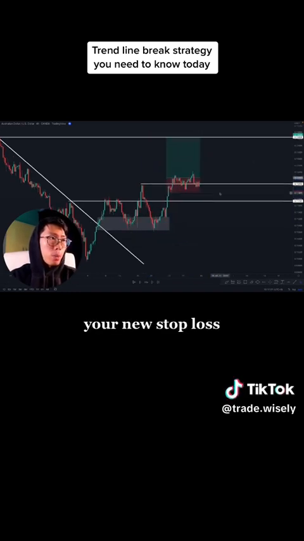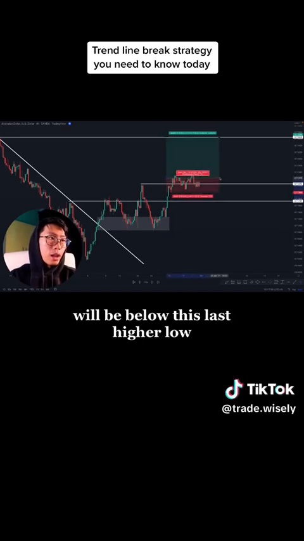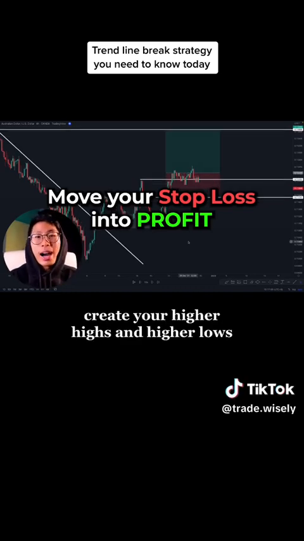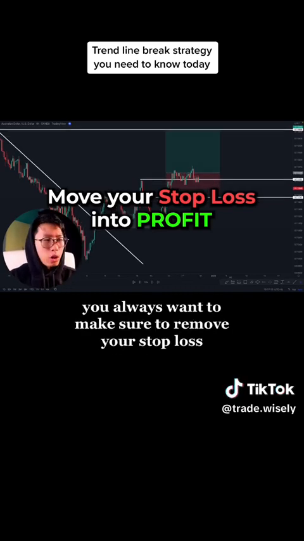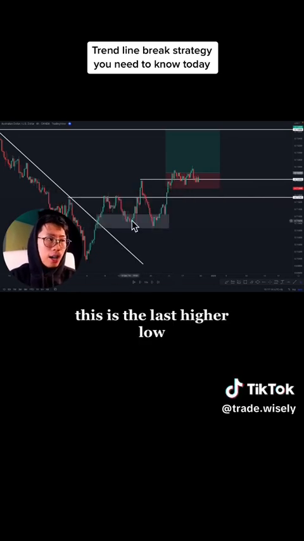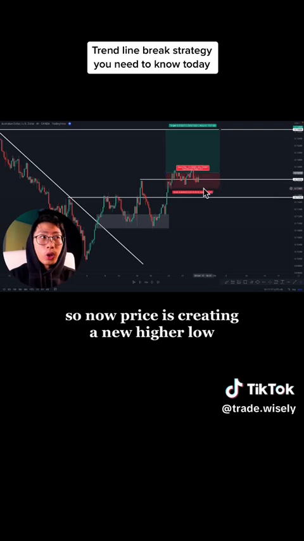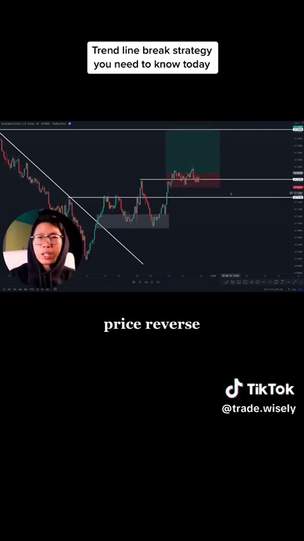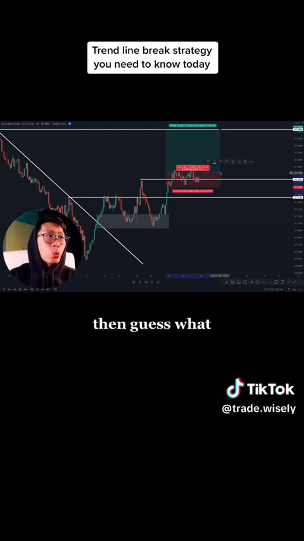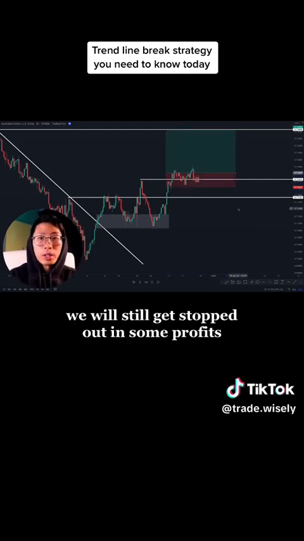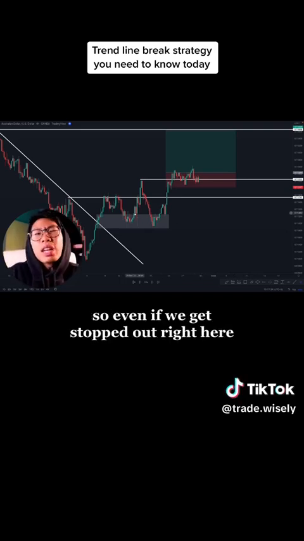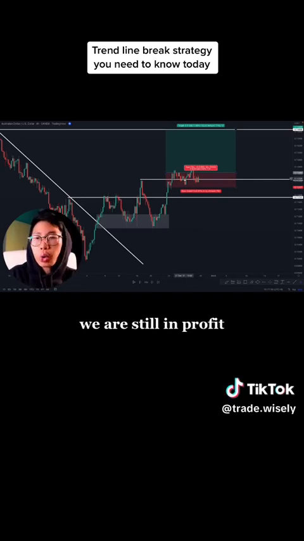So right here, your new stop loss will be below this last higher low, because remember, as price creates structure, as price creates your higher highs and higher lows, you always want to make sure that you move your stop loss. This is the last higher low. So now price is creating your new higher low. So I'll just move my stop loss right here in case price reverses and heads back down. Then guess what? We will still get stopped out in some profits. Because remember, we entered for a buy position right here. So even if we get stopped out right here, we are still in profit.